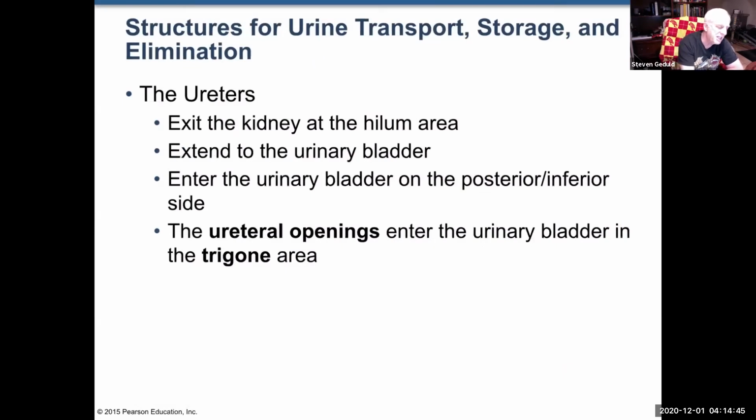Ureters exit the kidney at the hilum area. Remember, that's where your renal blood supply, your arteries and veins come in and out. It's also where the ureters form and exit. These ureters extend to the urinary bladder. They enter the urinary bladder on the posterior inferior side.